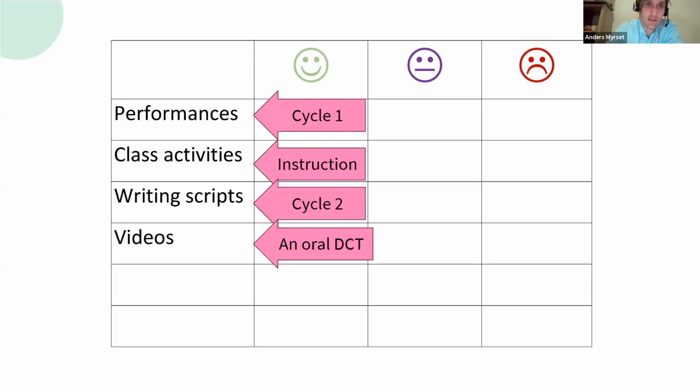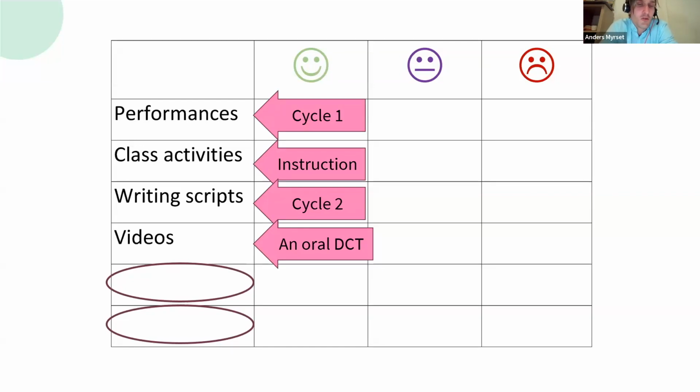And these items here in the first column are basically the key parts of the instruction. So Reader's Theatre Cycle 1, the instruction itself, Cycle 2 of Reader's Theatre, and then this last one is a data collection instrument that I used that I won't be talking about today, but I was really curious to see how they perceived it. And then you can see that there are 2 empty slots here at the bottom, and this was for the learners themselves to choose other things that they want to appraise from the project.